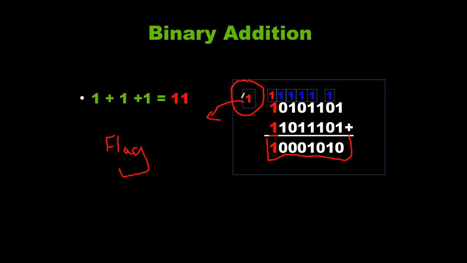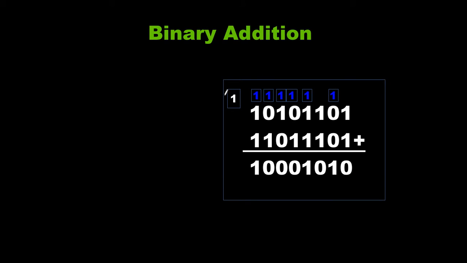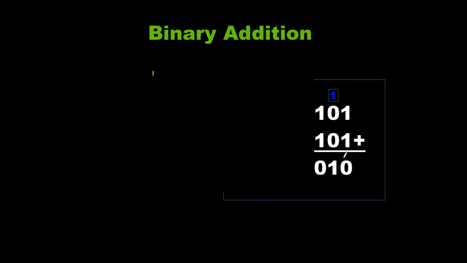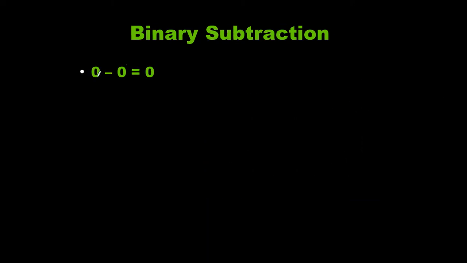That's binary addition. Now binary subtraction. Same: 0 minus 0 is 0. 0 minus 1, we can't do that. We have to borrow, and we'll see how to apply that. 1 minus 0 is 1, and 1 minus 1 is 0. I'm going to show you a way where we're not going to need subtraction, but anyway, I have to explain it.